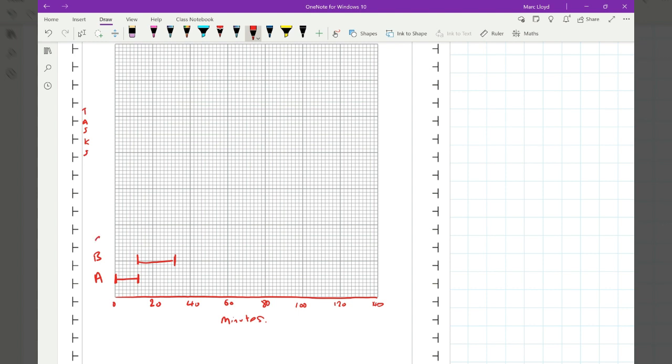For C, C can start at 12 as well, and it takes 30 minutes. So 12 plus 30 is 42, just ahead of that line because each little square is worth 2. Draw that in. But the late finish time goes to 48, so 44, 46, 48, and we have a dotted line in for that.